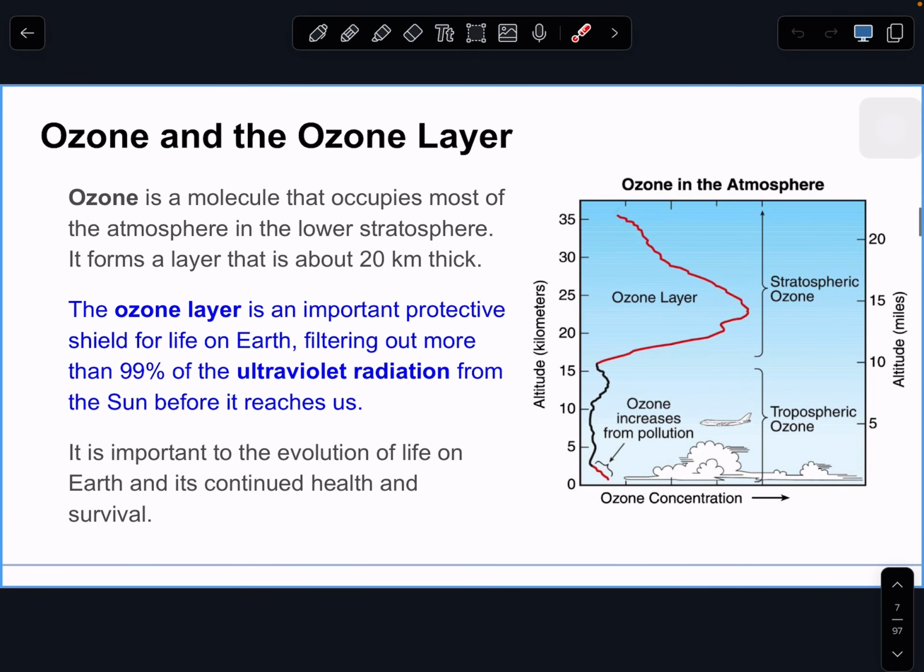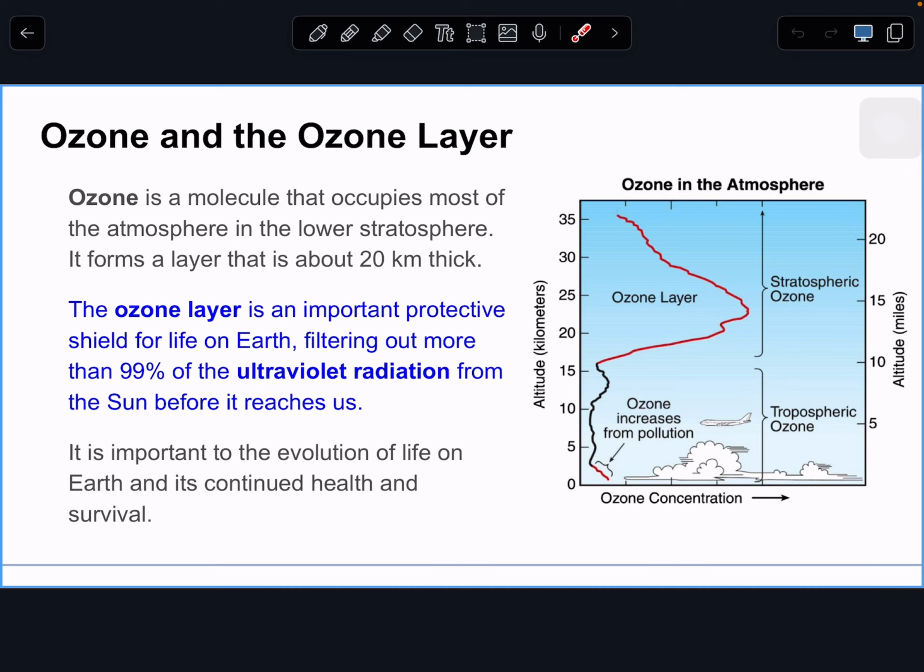So, the ozone layer. Ozone is a molecule that occupies most of the atmosphere in the lower stratosphere. It forms a layer that's about 20 kilometers thick. The ozone layer is not just like a layer of frosting on a cake. It's like a really, really thick layer of ozone molecules.